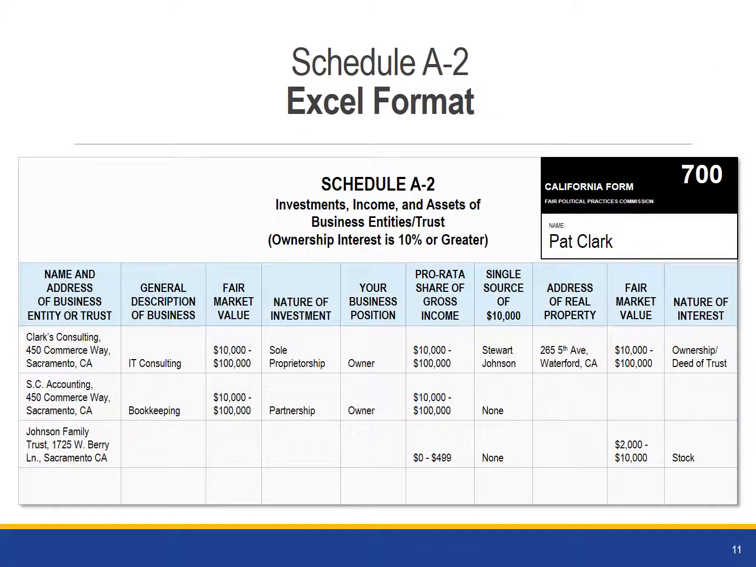The hard copy of the Form 700 has places to report 2 different assets. If you have more than 2, that's good news for you. In that case, you can either copy the schedule as many times as needed, or you can report the investments on the Excel version of Schedule A-2. The advantage of using the spreadsheet is that you can save it for next year's filings. It will be easier to make changes to an existing document rather than entering the data again on next year's form. You can find the Excel version on FPPC's website.